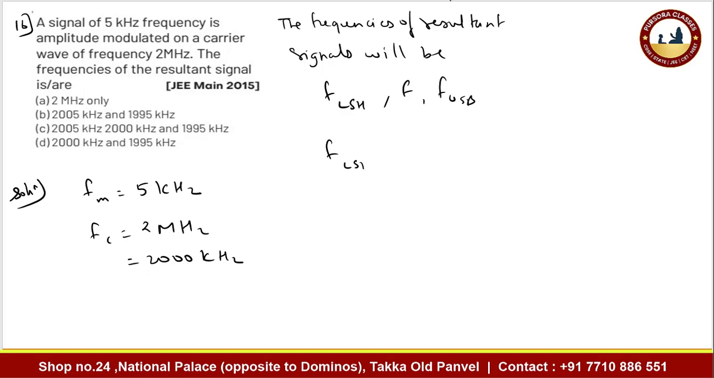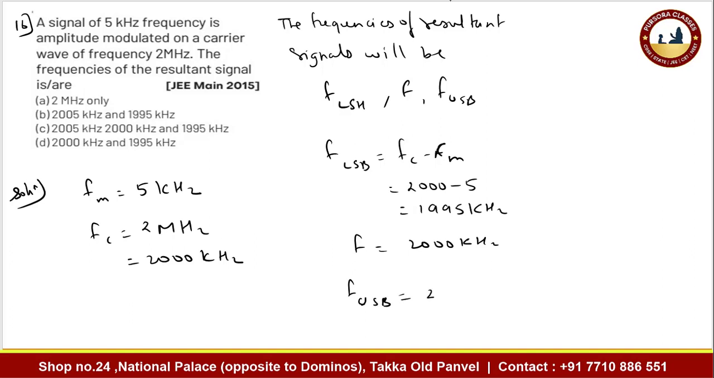So the frequency of lower sideband is Fc minus Fm. So Fc is 2000 minus 5, so 1995 kilohertz. Fc is already 2000 kilohertz, and the upper sideband will be Fc plus Fm, that will be 2000 plus 5, so that is 2005 kilohertz. So your correct option will be C. I hope students you have understood.